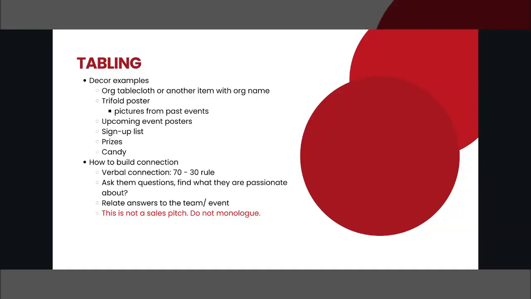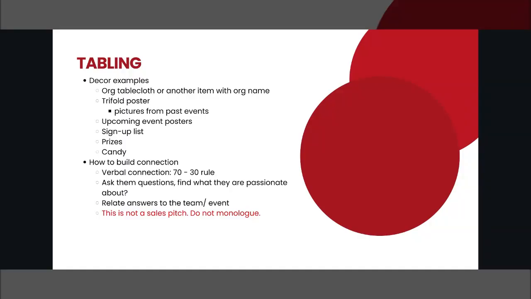So, with that being said, some good examples of what your table can look like. Right off the bat, you need to have some article, whether it be a poster, whether it be a tablecloth, or if you're at an outdoor event, maybe it's a flag or something along those lines with the organization name on it, right? You do need them to know what organization they are talking to.